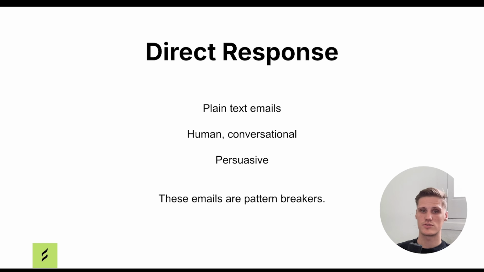Direct response emails. These emails are sort of like pattern breakers because these are plain text emails which don't have any design or visuals. And these are emails that use direct response, persuasive copy. They are very human, very conversational, and they get more engagement because your email list doesn't really expect them. These email campaigns look like they came from a friend or a colleague because they're literally just a bunch of text. The more you send these, the more you're gonna stand out.